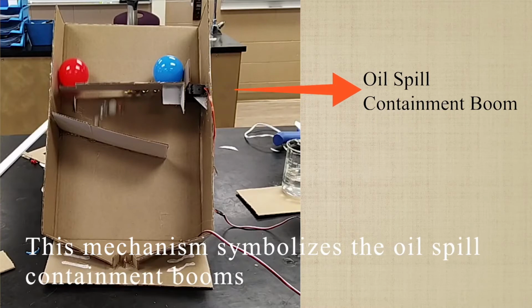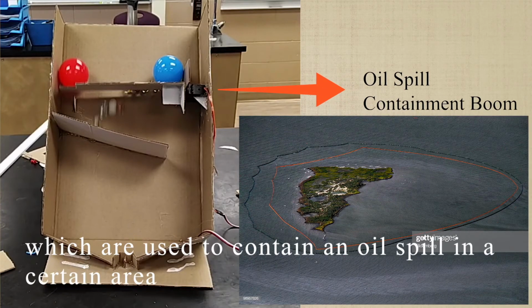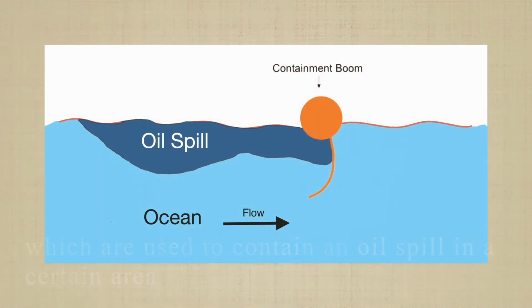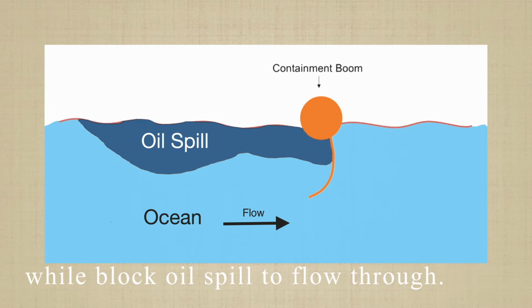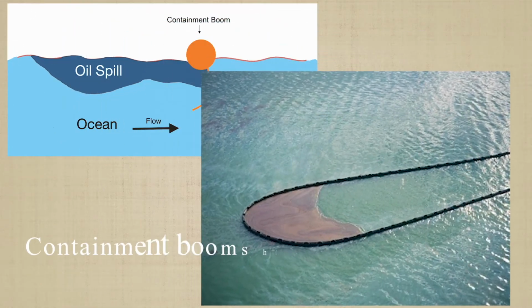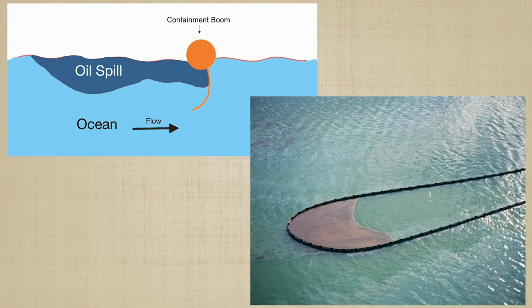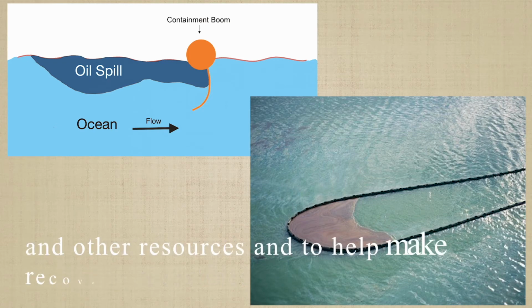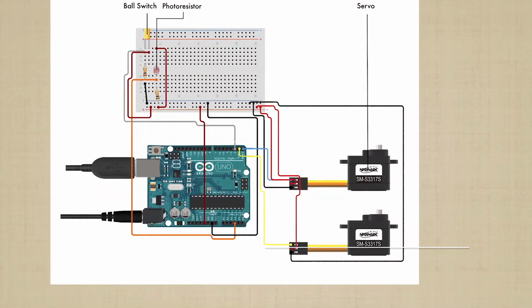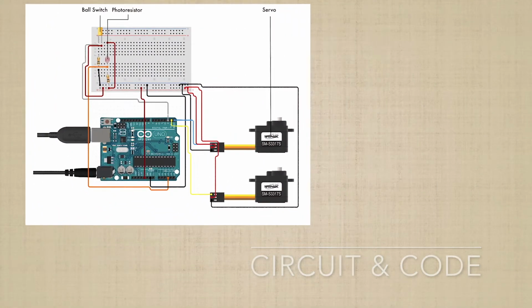This mechanism symbolizes oil spill containment booms, which are used to contain an oil spill in a certain area. Containment booms allow water to flow under them, while blocking the oil spill from flowing through. Containment booms hinder the spread of the oil spill, thereby reducing the possibility of polluting shorelines and other resources, and helping make recovery easier. Here is a circuit diagram and code for this part.